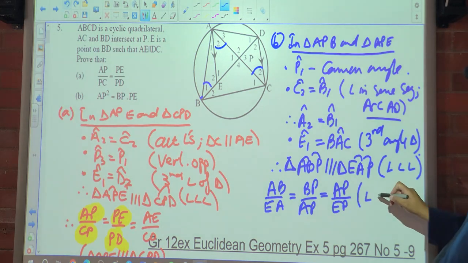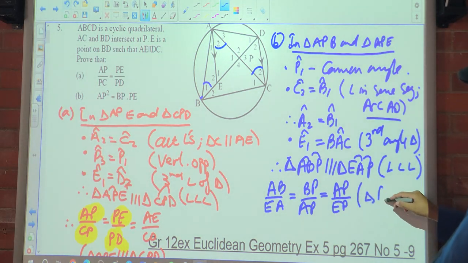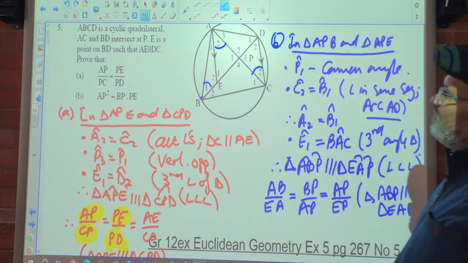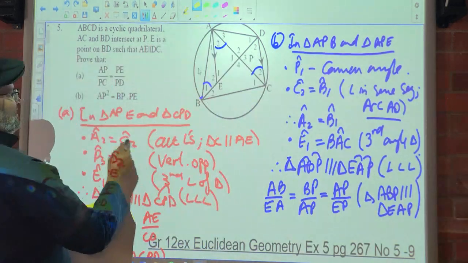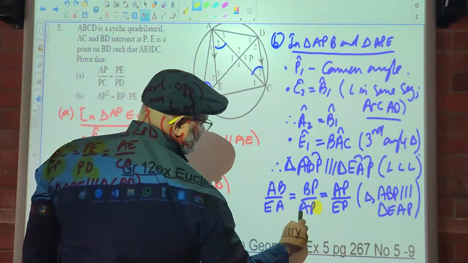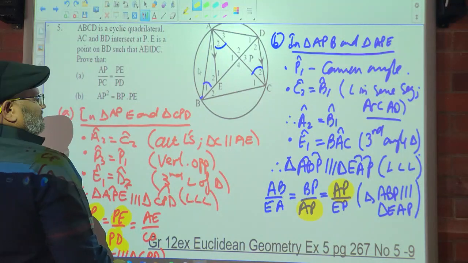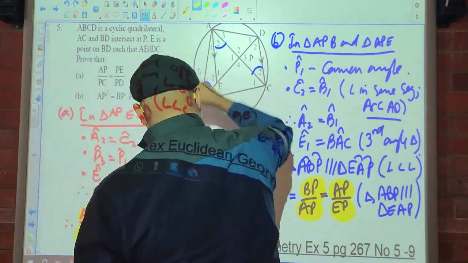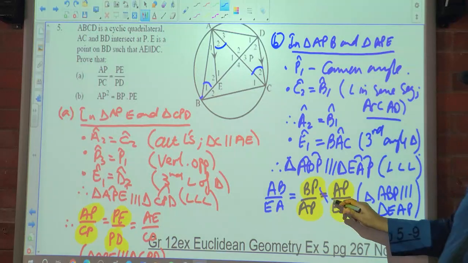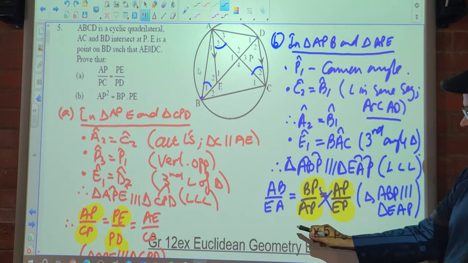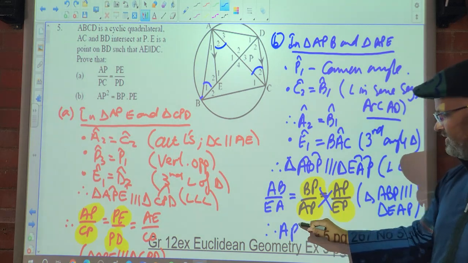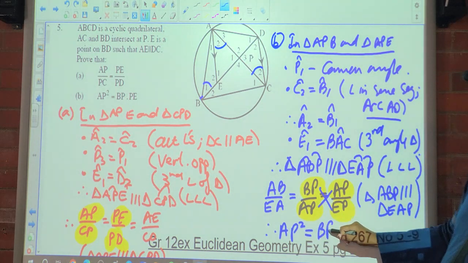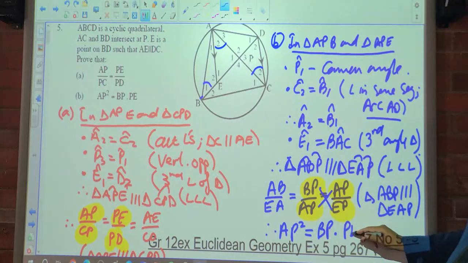Why? Because triangle APB is similar to triangle EAP. But what do they want? They want AP squared. So I'll pick up AP twice. BP and PE. So therefore, AP squared is equal to BP times PE or EP.